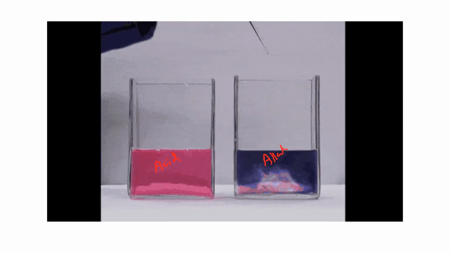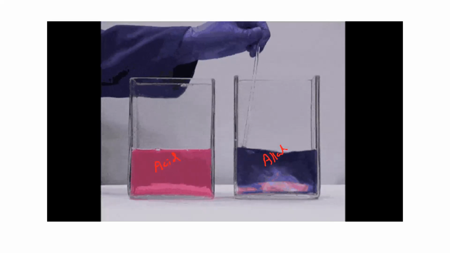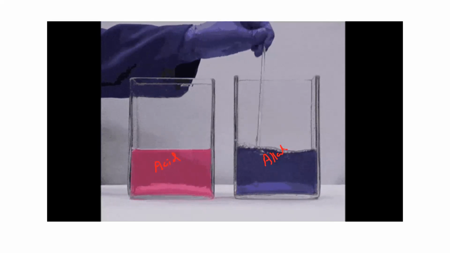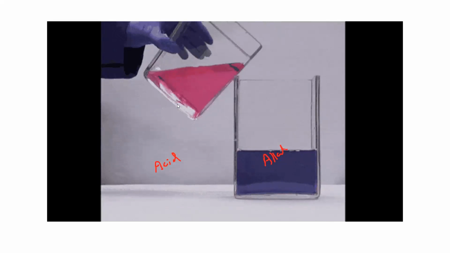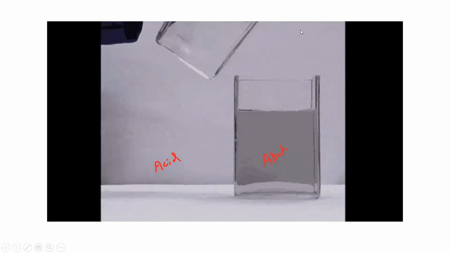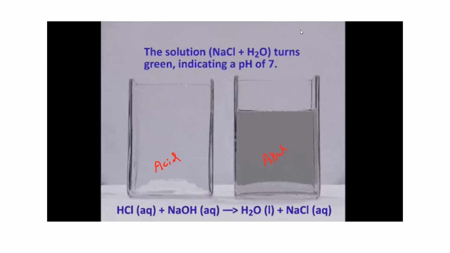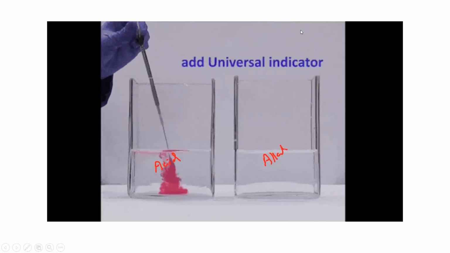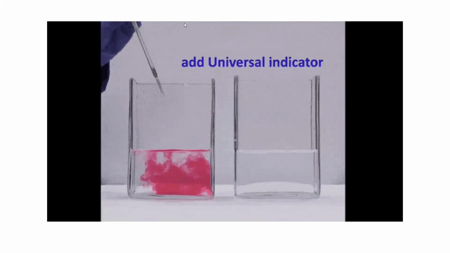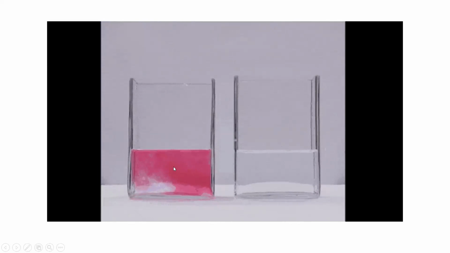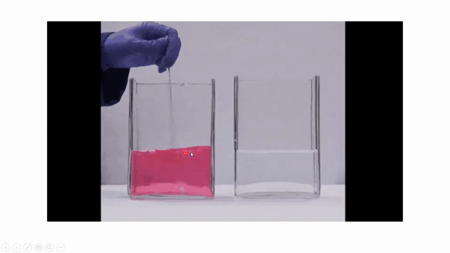There are different types of indicator. Universal indicator is also one of them. A strong acid ionizes completely, whereas a weak acid ionizes partially. In the beginning, when we add an indicator on the left hand side, we have an acidic solution.